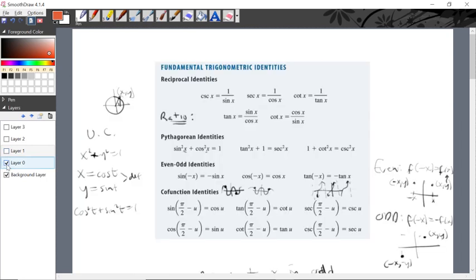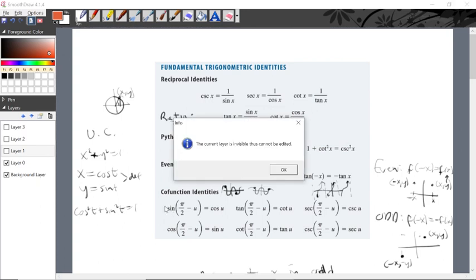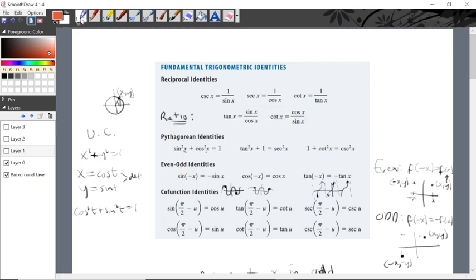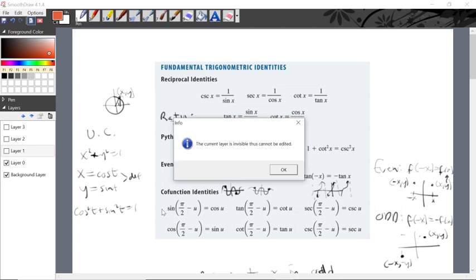But there's another way that sines and cosines directly relate to each other, and that's through these cofunction identities.